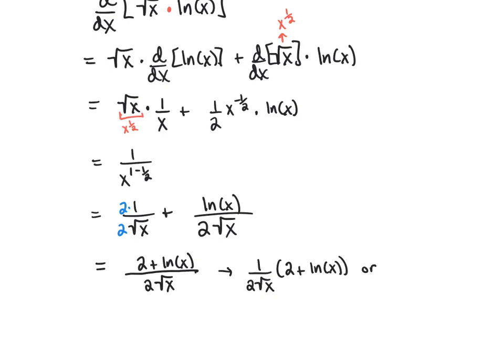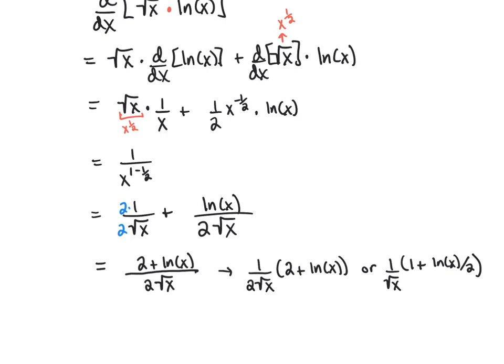Or we could have not done the common denominator and just factored out the 1 over root x and did 1 plus natural log of x over 2. I like this first way a little bit better, just because it's a little cleaner. It doesn't have as many fractions in it.